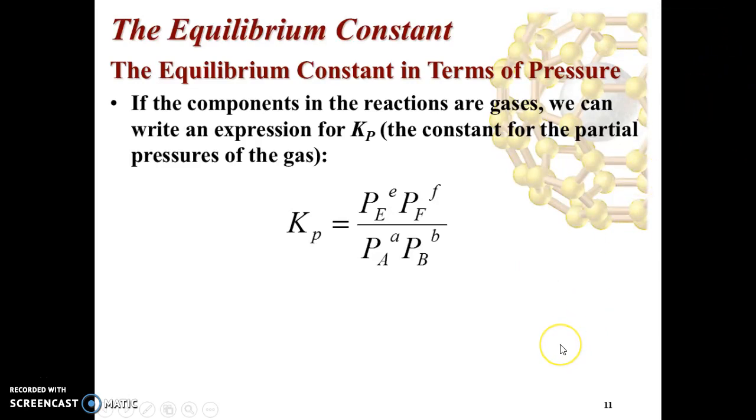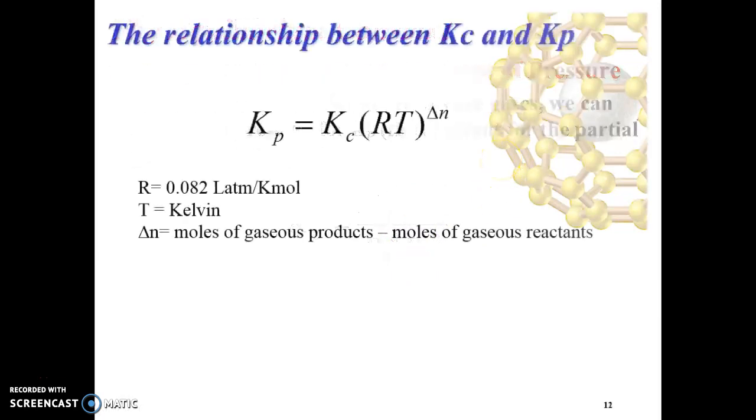All right, the other thing that we can take a look at in terms of equilibrium constants is the constant in terms of pressure. So if you have all gases involved, you can write an expression for Kp as opposed to Kc. And that just means that instead of using concentration, you're using partial pressures of the materials. So the partial pressure of E, so I still have the products on top, the reactants on bottom. I'm still raising them to the power of their coefficient. All I'm doing instead of using concentration is I'm using partial pressures.